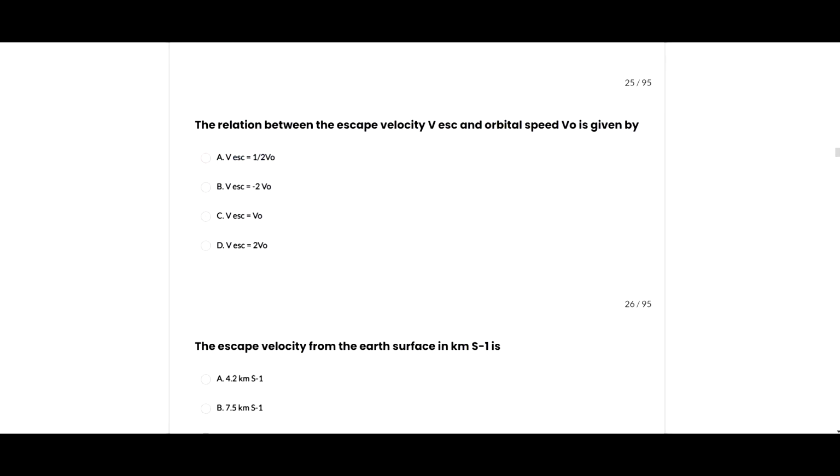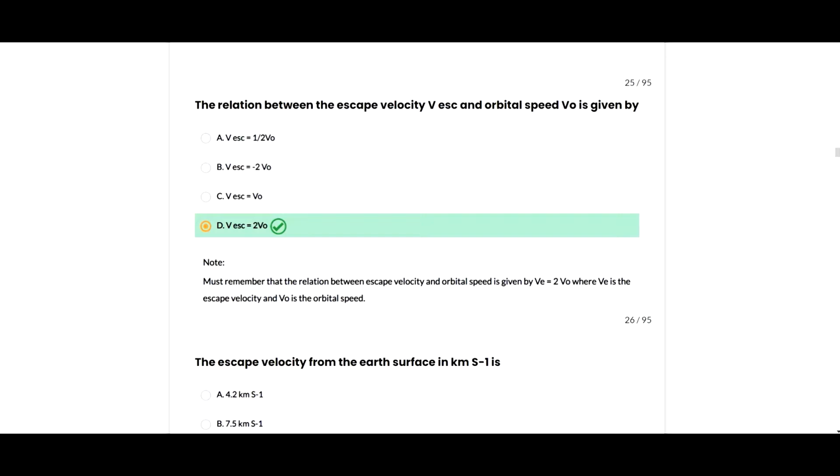The next MCQ is the relation between the escape velocity V_esc and orbital speed V0 is given by. So here is the correct option given here. D option is correct. The relation between the escape velocity and orbital speed is given by V is equal to √2 V0, where V is the escape velocity and V0 is the orbital speed. So this shows that D option is correct.